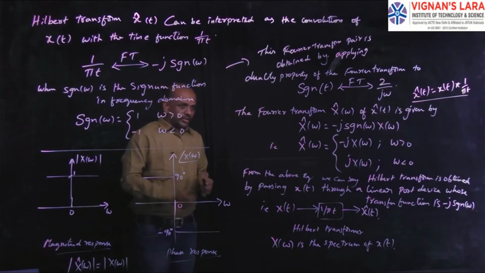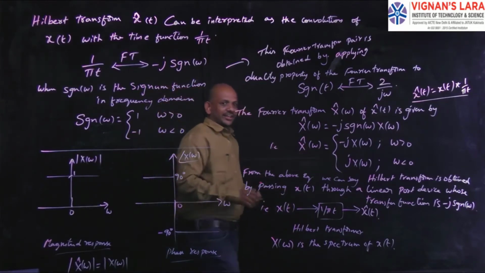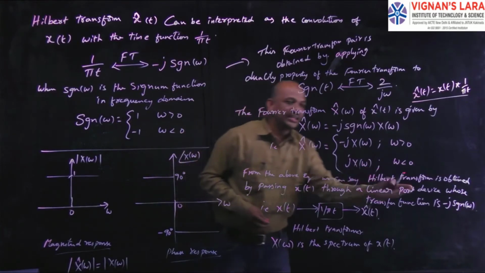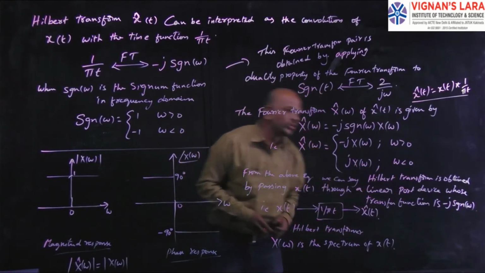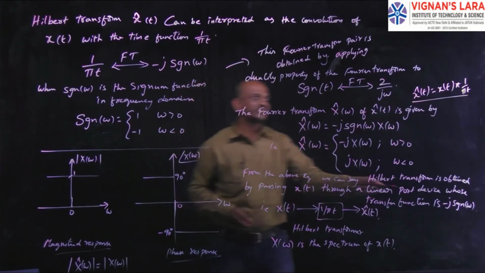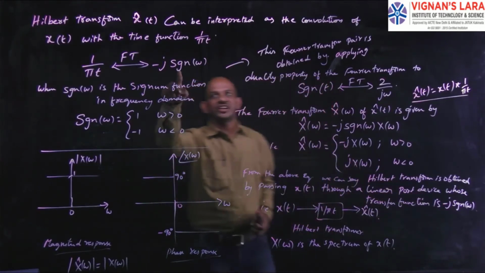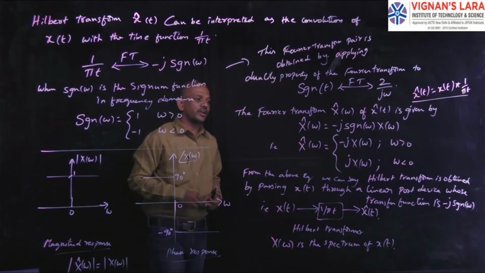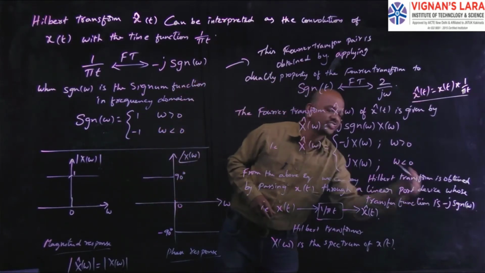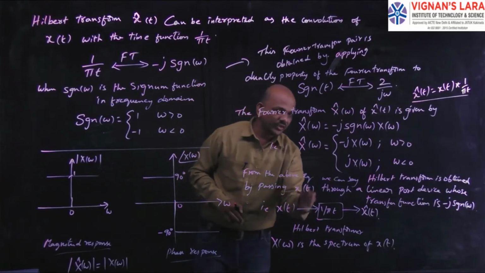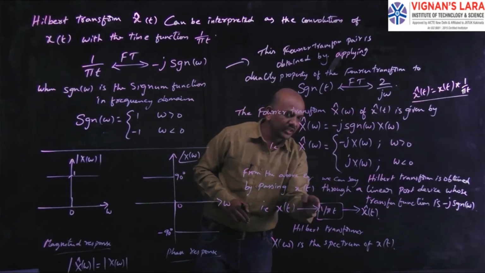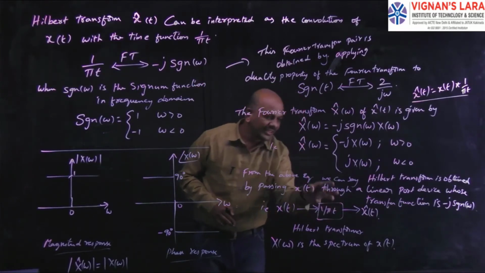So from the above equation, we can say that the Hilbert transform is obtained by passing x of t through a linear two-port device whose transfer function is minus j Sgn of omega, minus j signum of omega. Or simply we can represent it like this: x of t will pass through a two-port device having 1 by pi t. That means the transfer function.